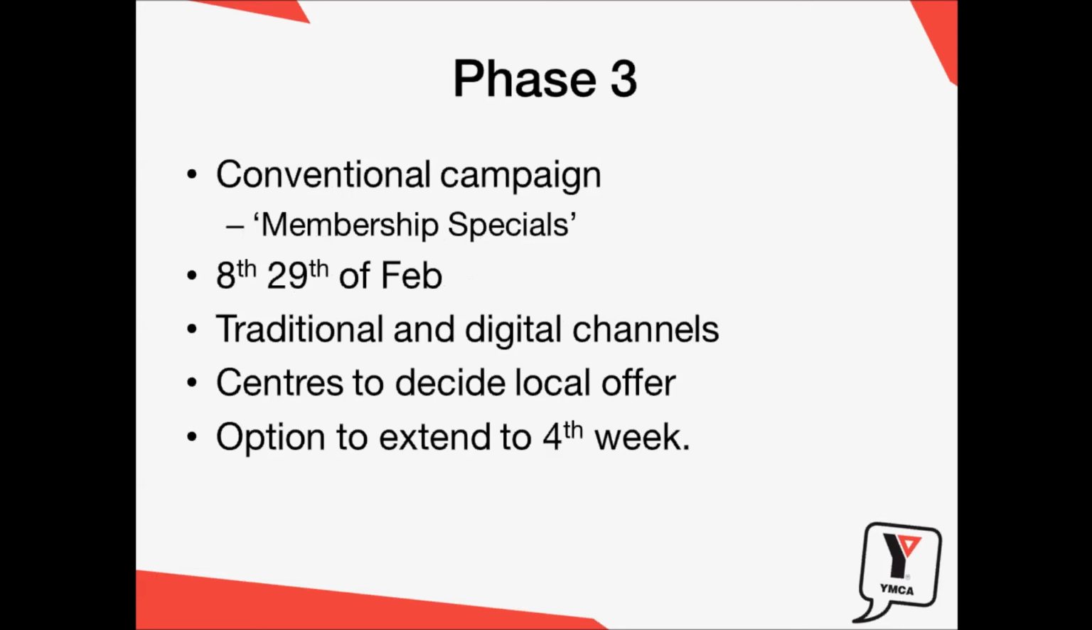Phase 3 is a much more conventional campaign. These are the ones that you're most familiar with. While phase 1 and 2 are very much focused on digital channels, phase 3 has a combination of online and offline. Some of you will be happy to note we're looking at campaign t-shirts again this year, which we haven't done for a little while. So you're going to see some of those traditional channels come into play, including print, X banners, decals, those kinds of things. It runs from the 8th to the 29th of February, which is a 3-week campaign.